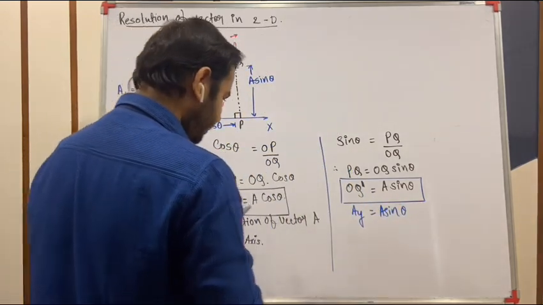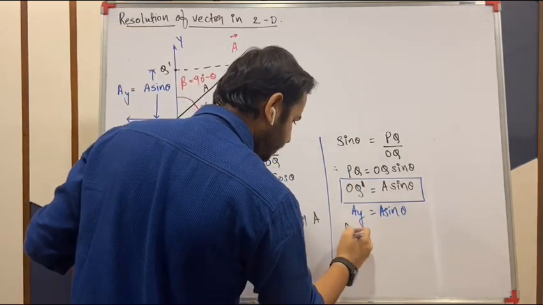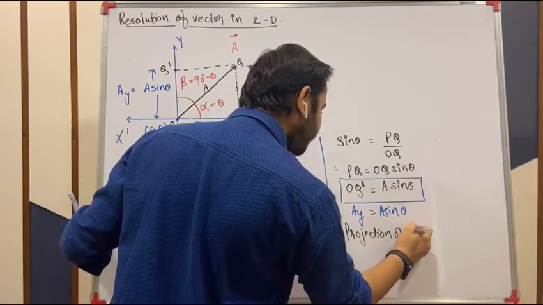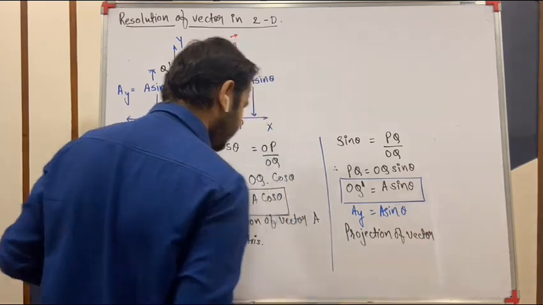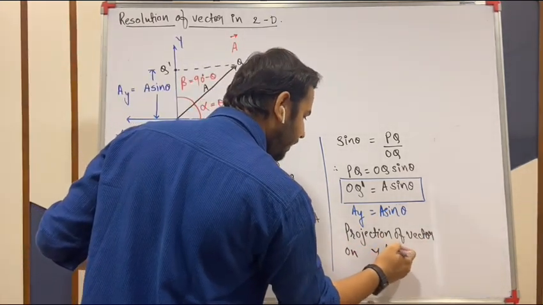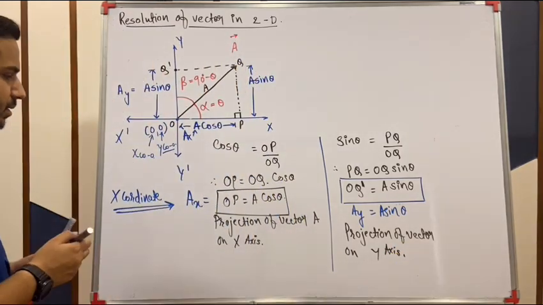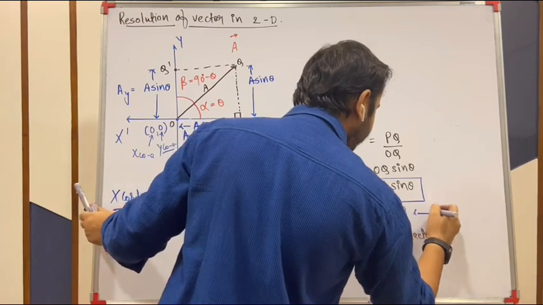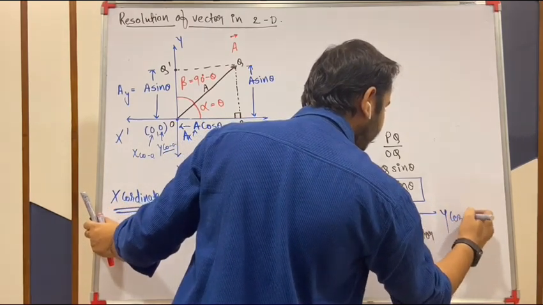You can say it is the projection of the vector on which axis? On the y axis. Very simple. Okay, this is the x coordinate, this is the y coordinate.